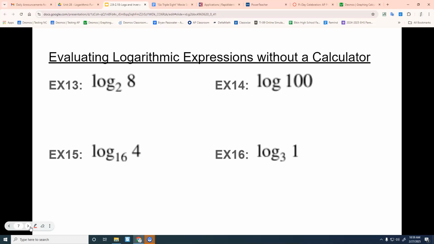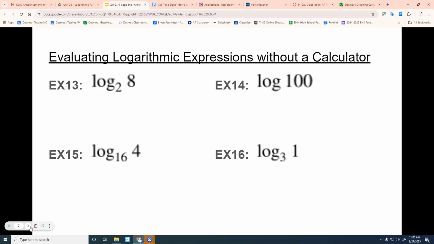Okay. Evaluating log expressions without a calculator. We have a fairly large number of questions on our exam that are not calculator active. So they might put some log questions on the calculator inactive section.